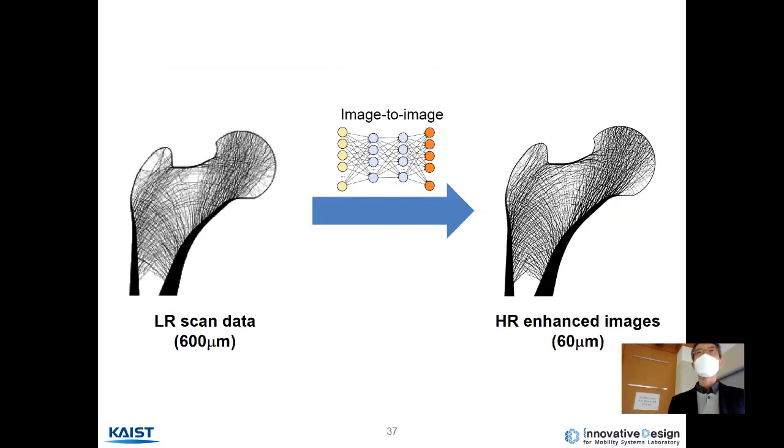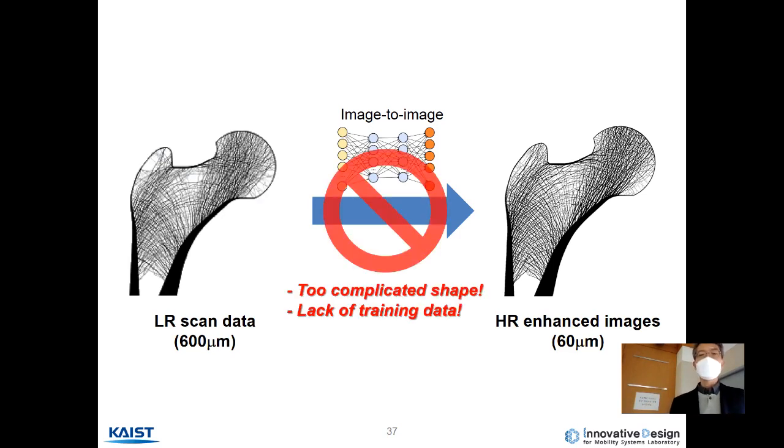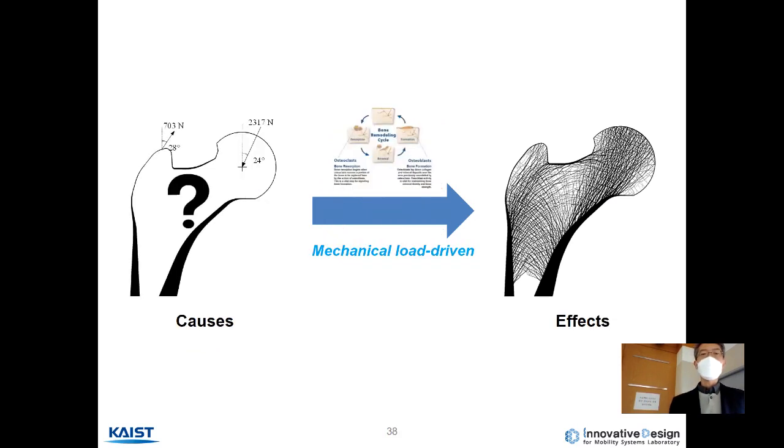Then, what's the problem in the specific field? If we have low resolution scan data and we'd like to obtain high resolution enhancement, then typically we use image to image, right? But in these cases, the target images are too complicated, very, very complicated, with many voxels. Another problem is we have a lack of training data because we cannot use micro-CT for living persons. This is the problem. So our solution is to reflect the remodeling phenomena.